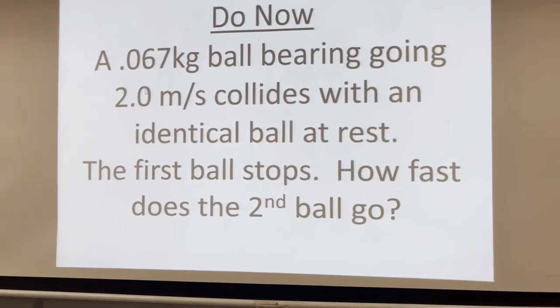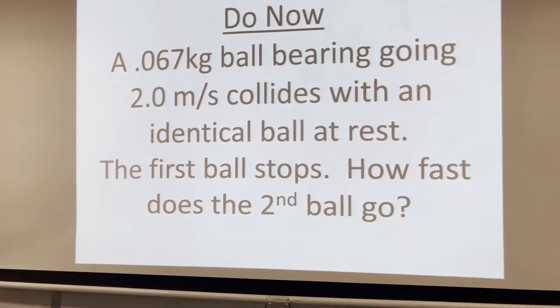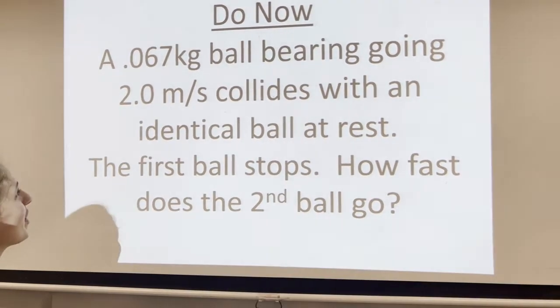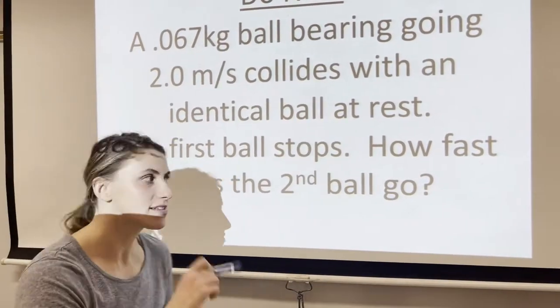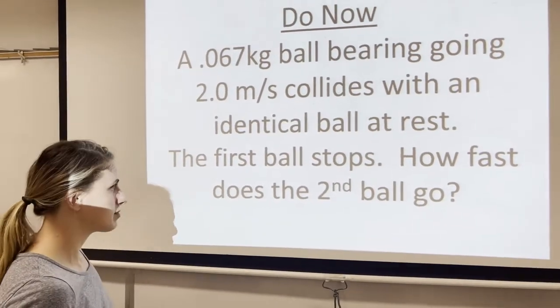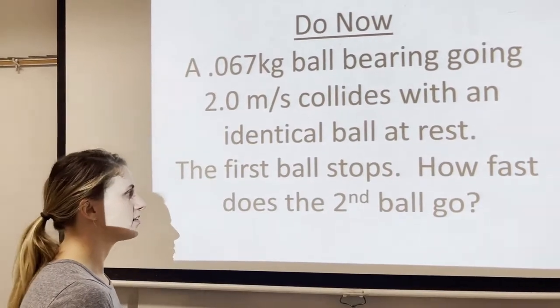Do Now, another one. Woohoo! Okay. A 0.067 kilogram ball bearing going 2 meters per second collides with an identical ball at rest. The first ball stops. How fast does the second ball go?